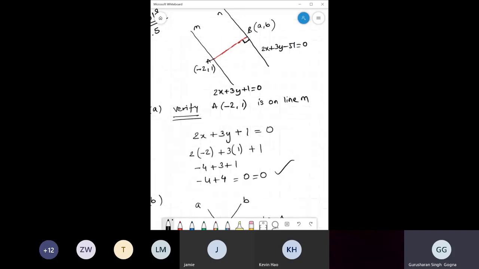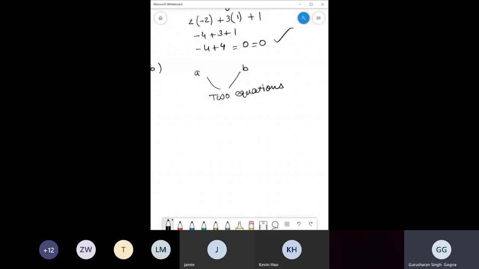So if you look at the diagram, point B is on line n, isn't it? And you already know the equation of this line. So we will use the same concept again, which I explained you. So the equation of line n is given 2x plus 3y minus 51 equal to 0. And point B is on this line, isn't it? According to the diagram, so it must satisfy the equation. So I will get 2a plus 3b minus 51 equals to 0. So I got my first equation.